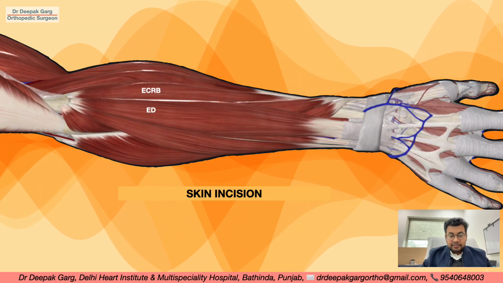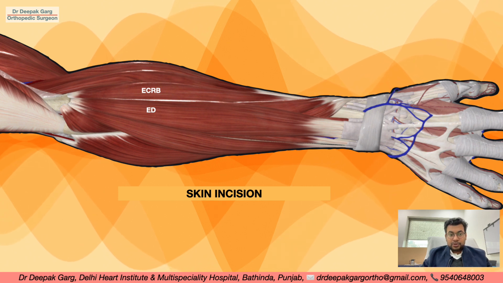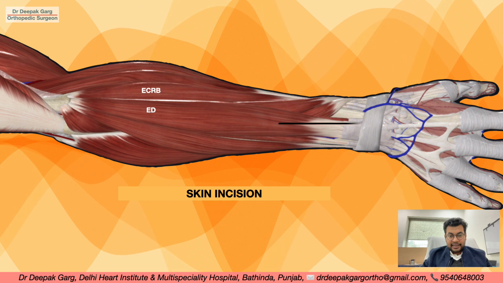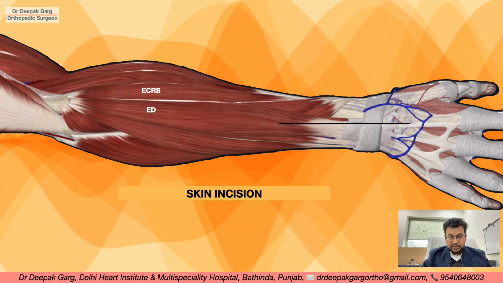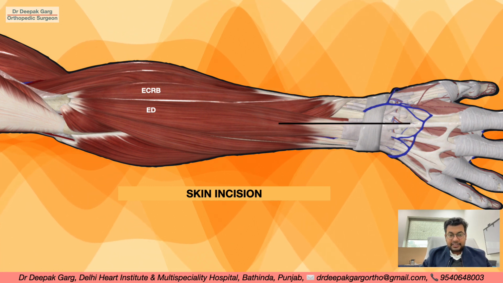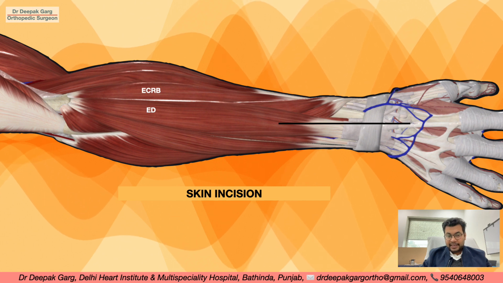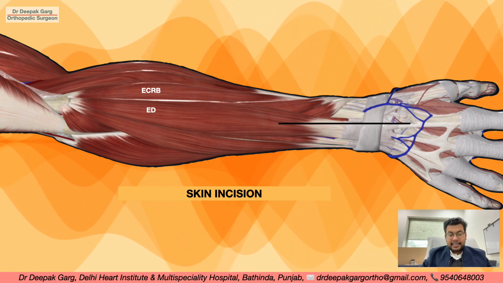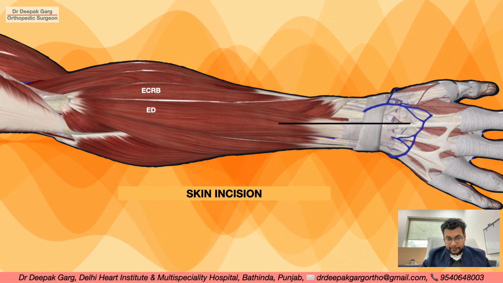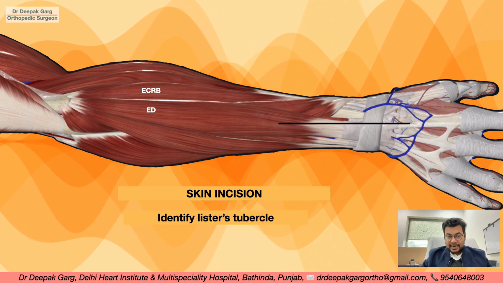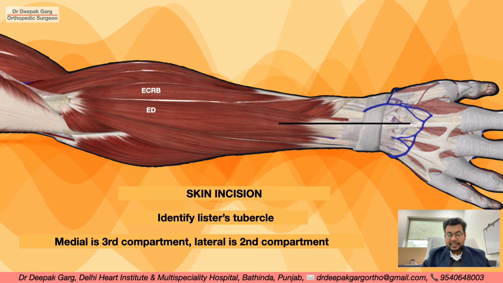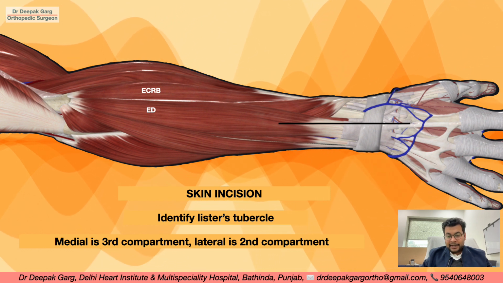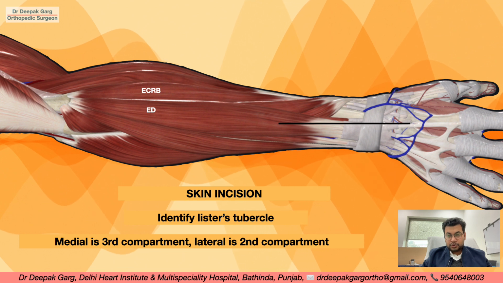So once we take the skin incision, we cut the deep fascia in line with the skin incision, then we identify the structures. So this is our skin incision, we cut the deep fascia, then usually the fourth compartment will come in the middle. Then we try to identify the Lister tubercle, we palpate the Lister tubercle, and then we already know that medial to it is the third compartment and lateral to it is the second compartment. So we identify the compartment, and then we know which muscles are passing through which compartment.